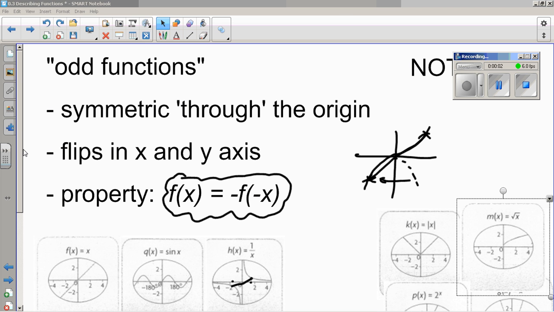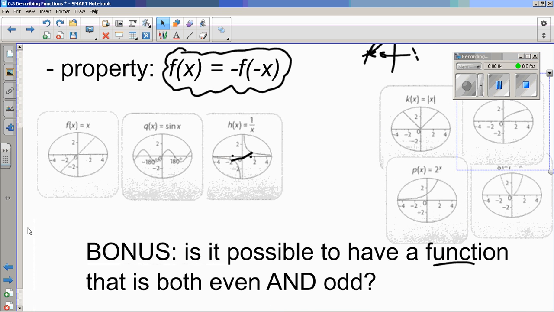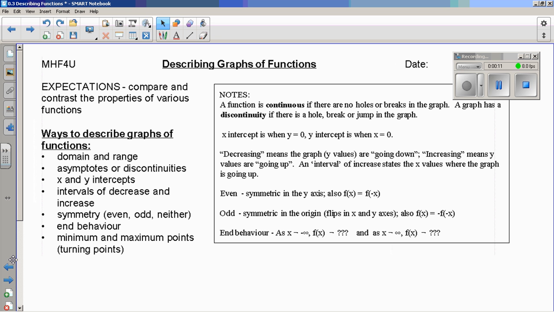Okay, we're back for part two of the describing functions video. We're on to the lesson, so back to the sheet of paper. We see the expectations: compare and contrast the properties of various functions and ways to describe functions, and we'll go back and forth to the notes over here when we come to them.